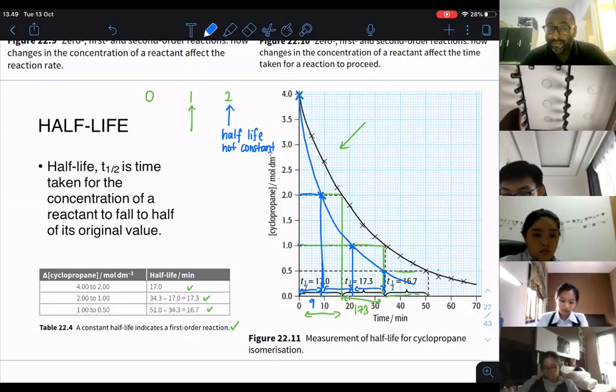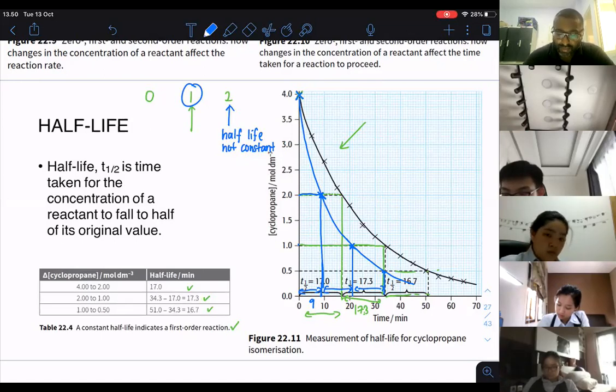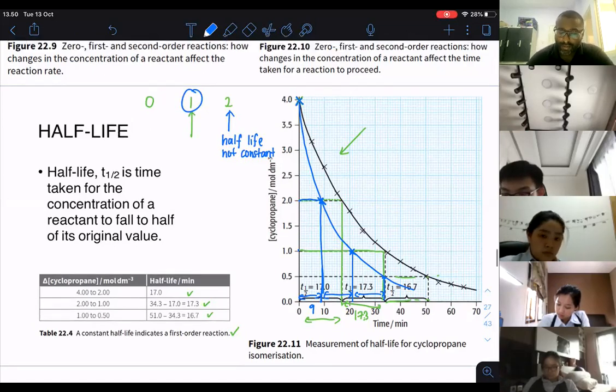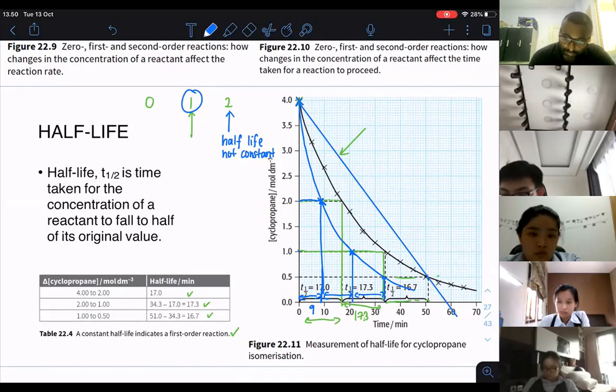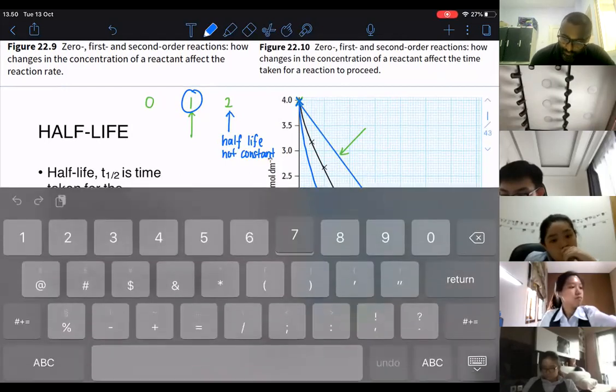Again, that's the difference. There is a half-life, but it's constant for first order only. How about if we have a straight line, a zero order reaction? If I have a straight line, what will happen to my half-life? From 4 to become 2, this is going to be my value. From 2 to become 1.